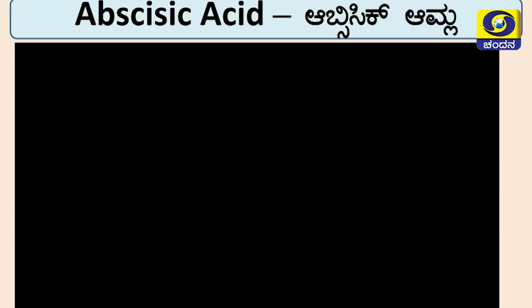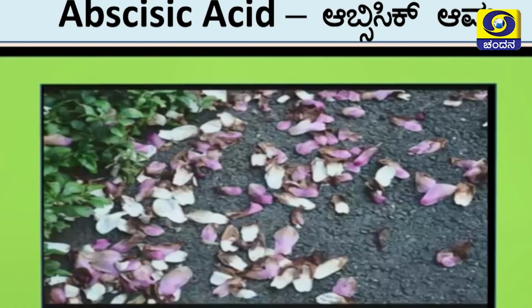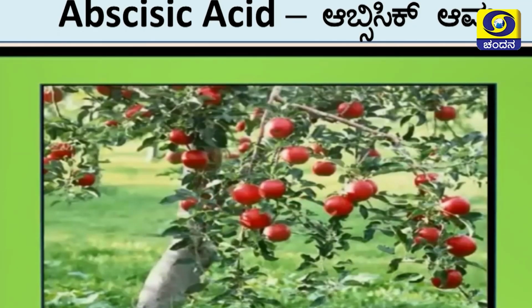Next we will see another type of hormone, that is abscisic acid. What happens is it inhibits the growth of parts of the plant. Here you can see many leaves have fallen, many fruits have fallen. That is mainly because the leaves which are old dry up, die and fall off. This is done by abscisic acid. So, like this, these hormones play a very important role.